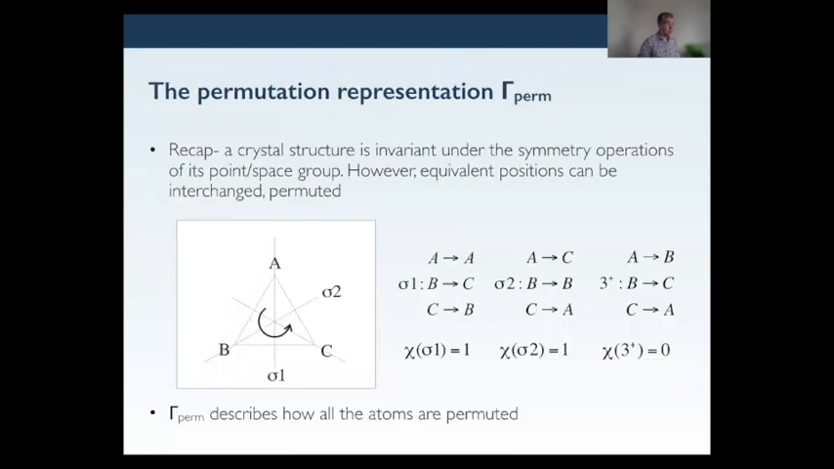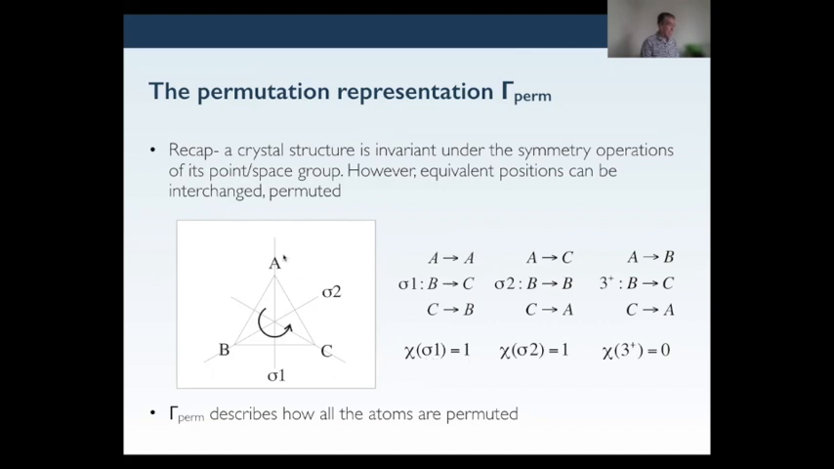The permutation representation. So, with a quick recap, the crystal structure is invariant under the symmetry operations of its point and space group. But symmetry-related positions can be interchanged, or rather, they can be permuted. For example, here we have 3 atoms A, B, and C. We've got 2 symmetry operations, sigma 1 and sigma 2, and we've got a rotation around the threefold axis of the triangle. Sigma 1 is going to turn A into A, B into C, and C into B. You can see that just looking at the picture. The number of atoms left unchanged gives the character, so the character for this symmetry operation is going to be 1.